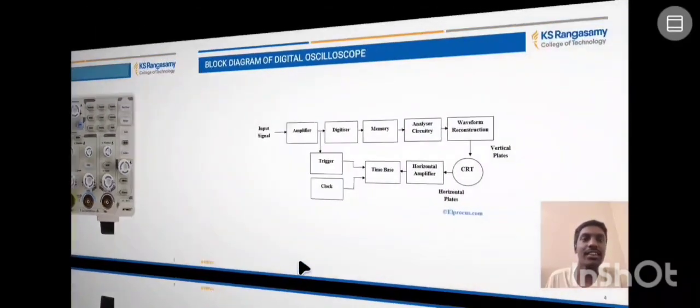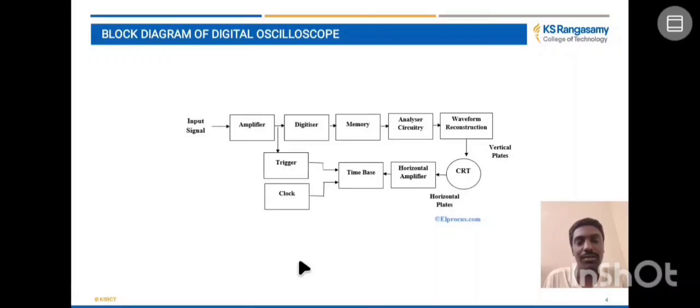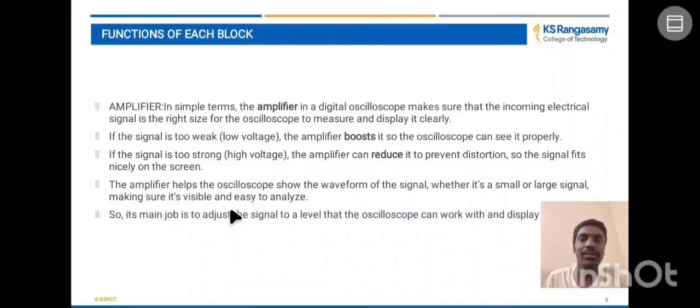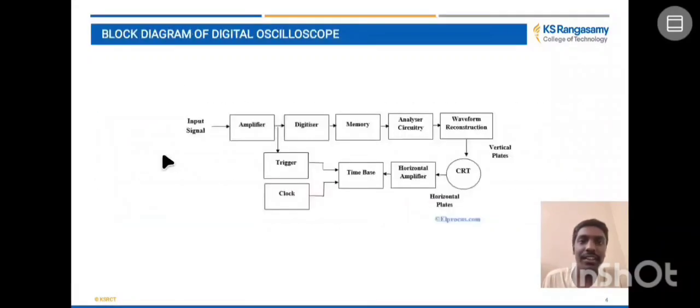So let us see the block diagram of the digital oscilloscope, and the parts contained in it are amplifier, digitalizer, memory, analyzer circuitry, waveform reconstruction, CRT, which is a cathode ray tube, horizontal amplifier, time base, triggerer, clock, horizontal plates and vertical plates. So let us see the functions of each of these blocks. First we are going to see about the amplifier.